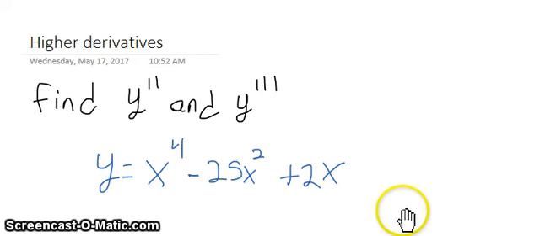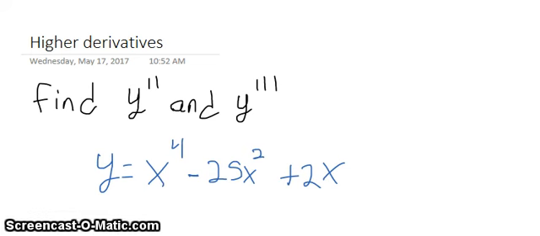This video is going to talk about higher derivatives. Higher derivatives are found by repeatedly differentiating a function, f of x. If the function is differentiable, then the second derivative is found by taking the derivative of the derivative, and the third and fourth are taking the derivative of the derivative of the derivative.